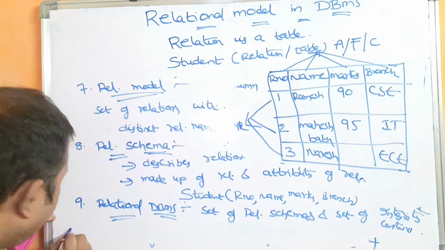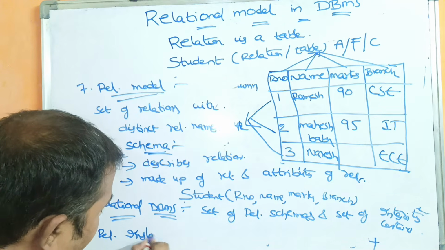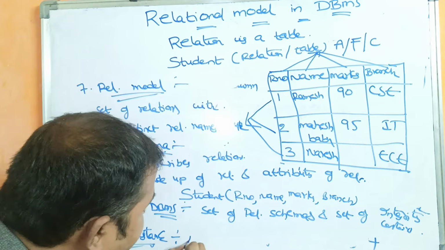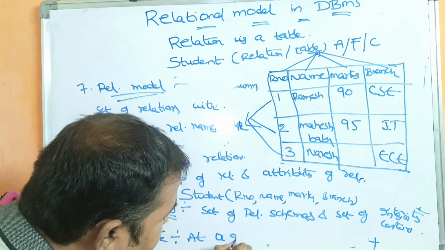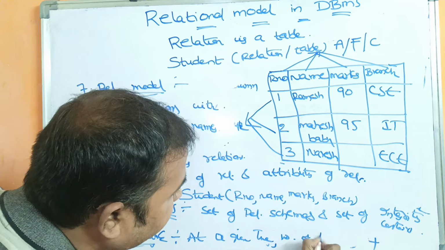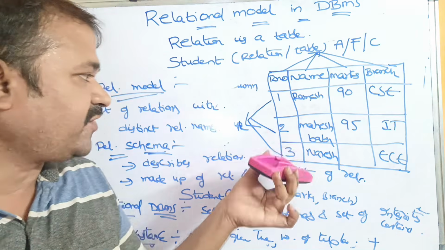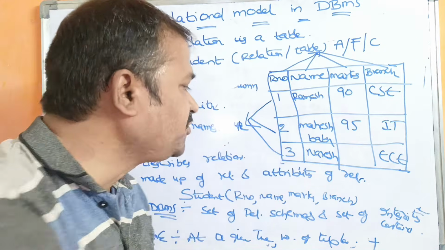Now let us see the last terminology, that is relational instance. So what is relational instance? At a given time, the number of tuples. At a given time, how many tuples are there? That is nothing but relational instance. At this time, we have 3 tuples.